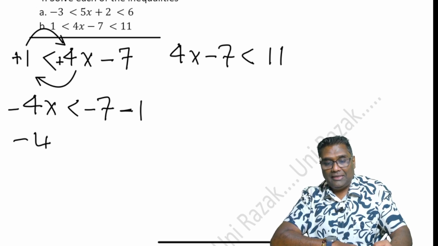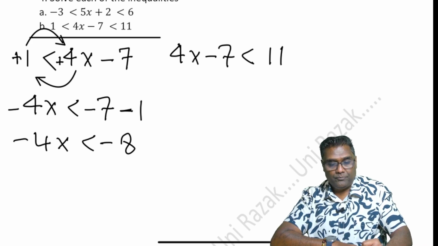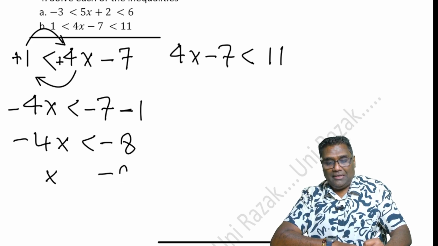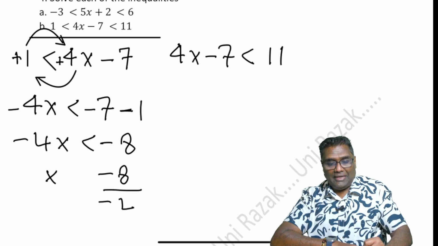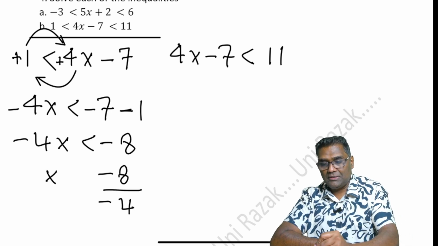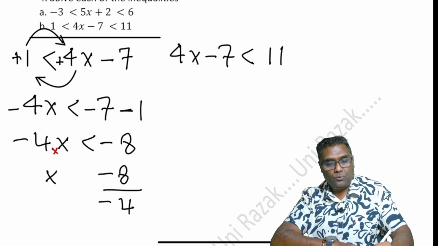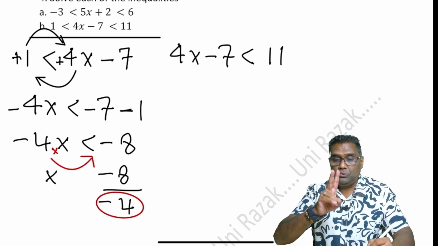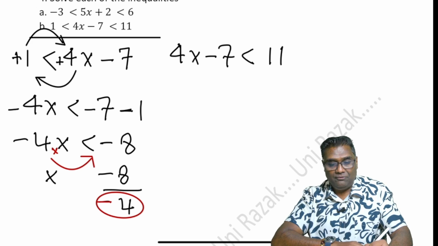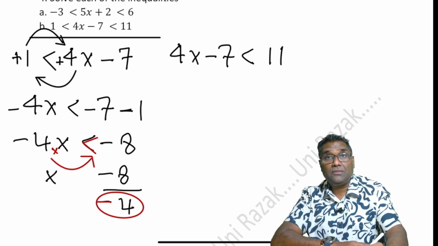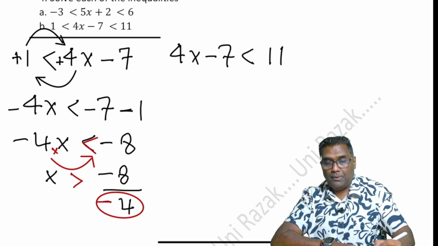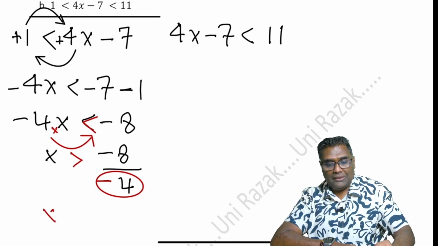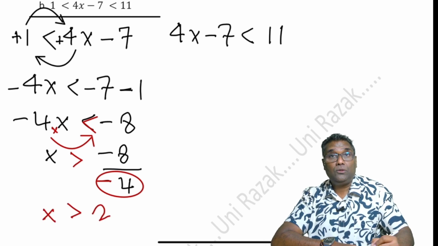This is a positive. When you move to the other side, negative. So I get -4x, -7 minus 1. So x would be -8 over -4. Remember, students, I told you, right? This is times. When you move to the other side, you will divide. That's number 1. Number 2, bila you divide with negative, what happens to the sign, my dear students? It will flip. So we will get x is more than 2.